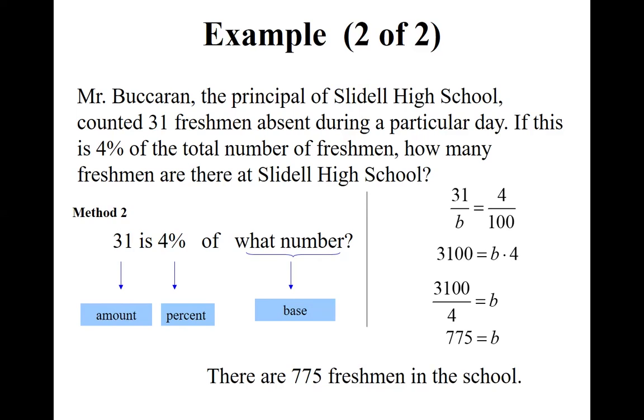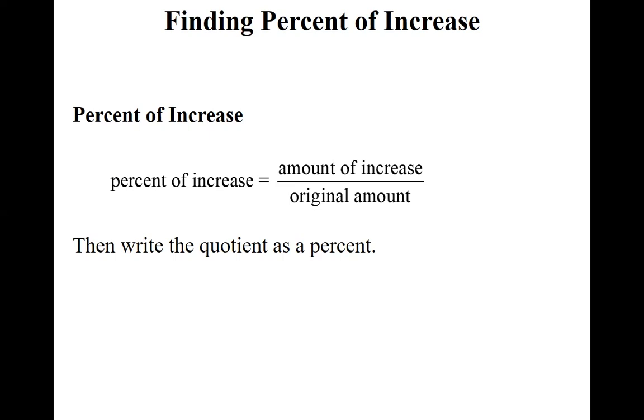So anything that can be in one of our familiar forms that can be set up as a percent equation or a percent proportion, we can solve that way. A special type of percent problem is finding the percent of increase or finding the percent of decrease. The formula for percent of increase is amount of increase over original amount. And then you write the quotient as a percent. But it's always the amount of the increase divided by the original, not the new.